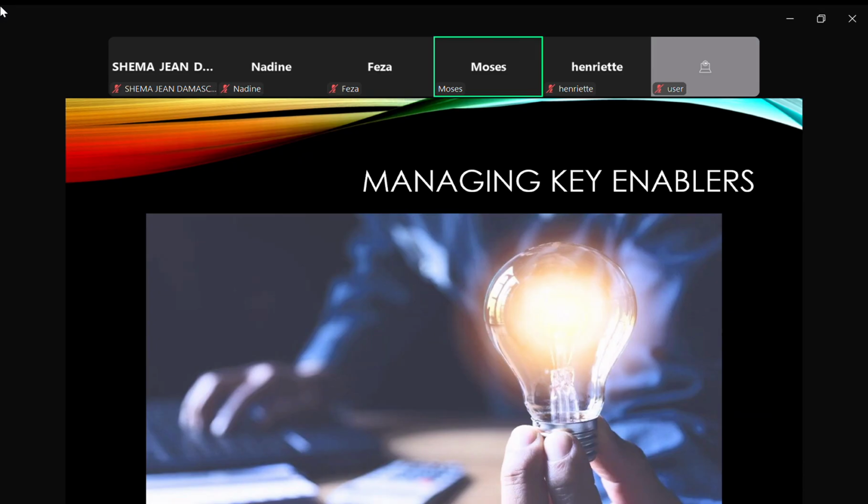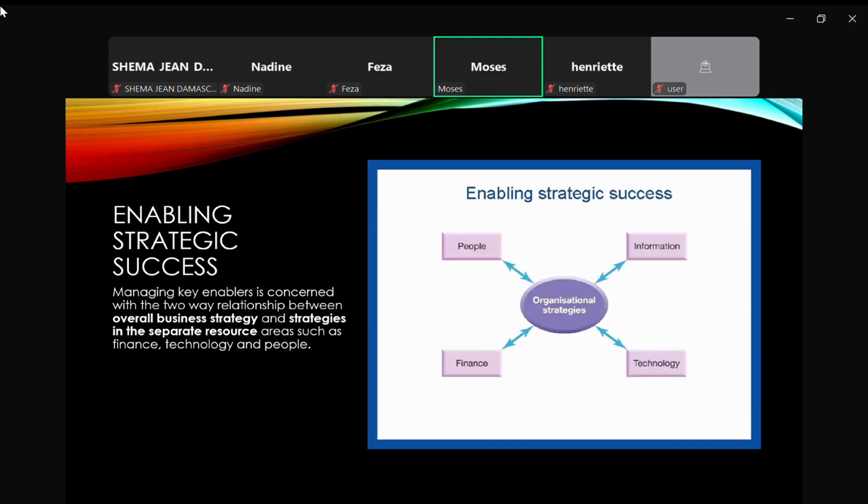Let's talk about managing key enablers. How many enablers do we have? How many factors enable the success of a company's strategy? There are 4. We have people, we have money, we have information, and we have technology. However, in this chapter, we are only going to talk about 3 enabling factors. And those are people, information, and technology.